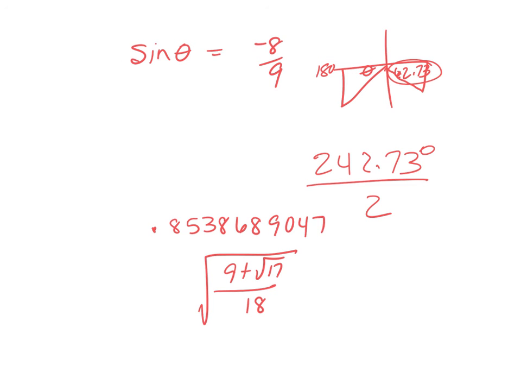Let's key in 9 plus root 17, divided by 18, and then square root that answer. So 9 plus root 17, divided by 18, and then second square root of second answer. Oh my gosh, equals 0.853850936. It's close enough.